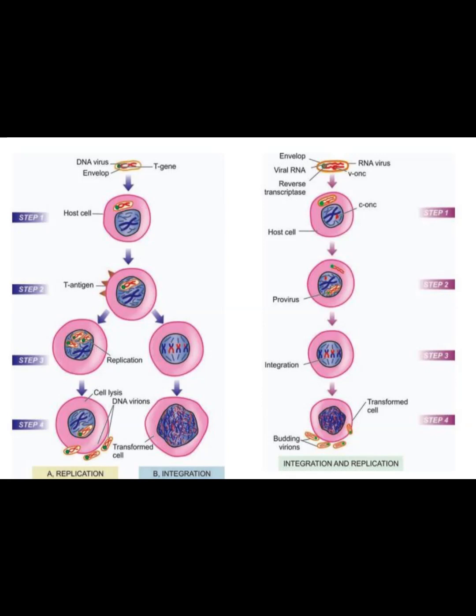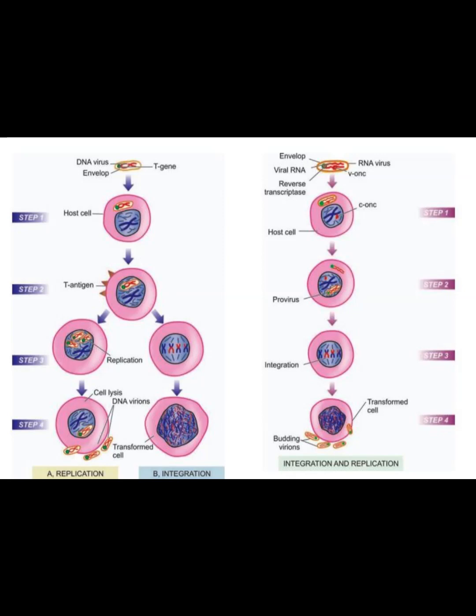On the other hand, instead of replication, integration may occur in the presence of active T antigen. The integrated genome forms neoplastic cells. This is the mechanism of replication and integration when a DNA virus enters the host cell. Let's look at what happens when an RNA virus enters the host cell.